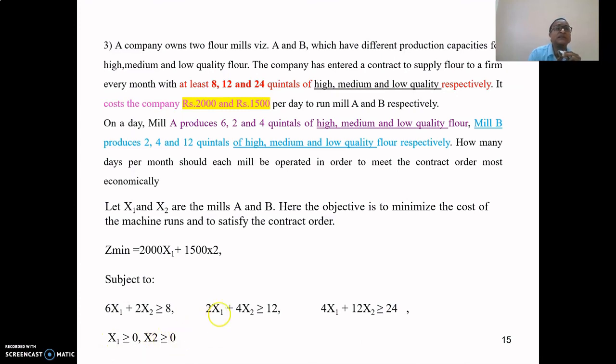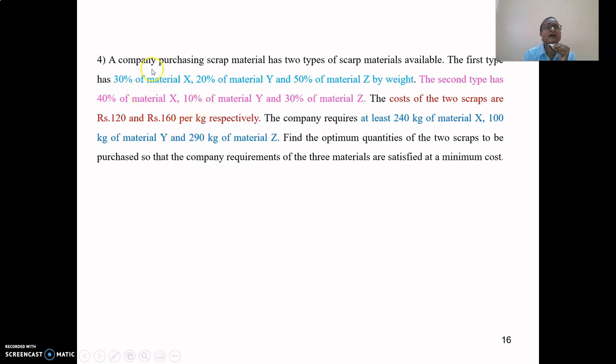Now we'll go for the next example. A company purchasing scrap material has two types of scrap material available. First type has 30% of material X, 20% of material Y and 50% of material Z. The second type has 40% of X, 10% of Y and 30% of Z. Means the two scraps are there in different proportions to be purchased. The costs of the two scraps are 120 rupees and 160 rupees respectively, type A and type B.